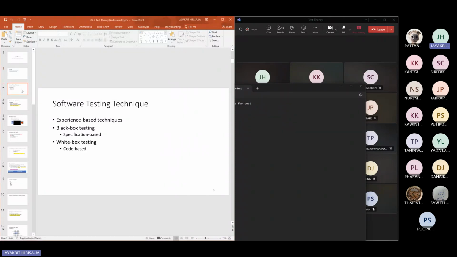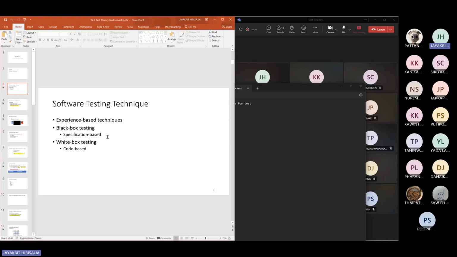Normally there are three types of technique that we use in software testing. The first one is the experience-based technique, where you know what the software is going to do. You can expect the output, and then you can design the input. But before you can be an experienced tester, you need a long learning curve.